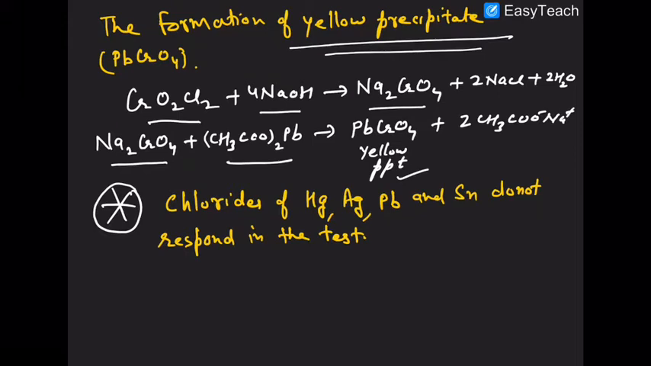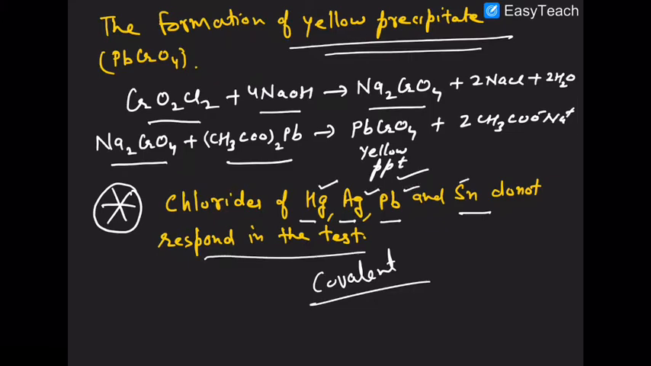I already told you the covalent chlorides do not give this reaction. Similarly, chlorides of mercury, silver, lead, and tin all have considerable covalent character due to Fajan's rule. So the chlorides of mercury, silver, lead, and tin do not respond to the chromyl chloride test. Are you sure about that?